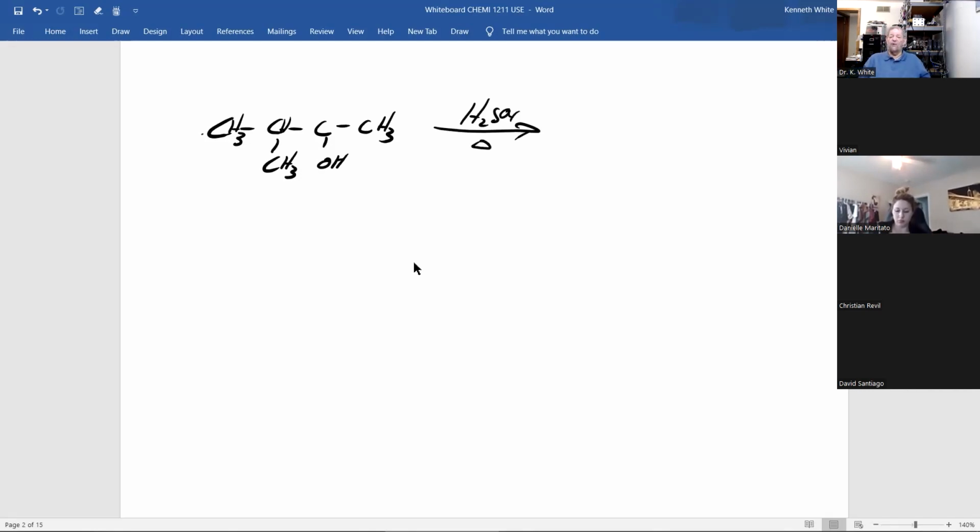And your turn. What would be the product or products for this reaction? And if it's involving Zaitsev's rule, there's only one product.